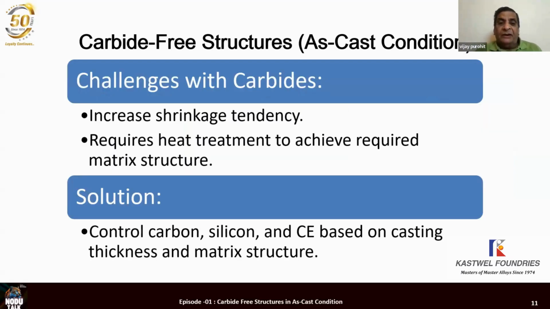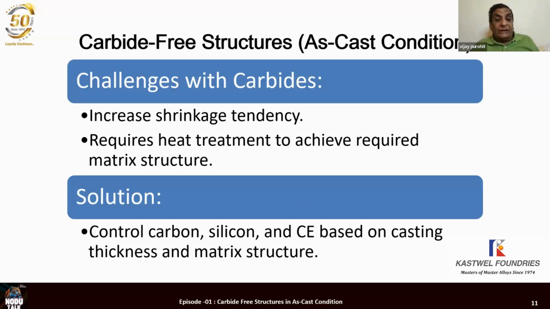The first requirement is that in the as cast condition, we should not have any carbide in the casting. So the casting has to be carbide free. That is the first requirement. The next requirement is no shrinkage in the casting. We don't have to increase the shrinkage tendency. You just have to make sure there's a carbide free structure in the as cast condition. So the casting should not have any shrinkage.